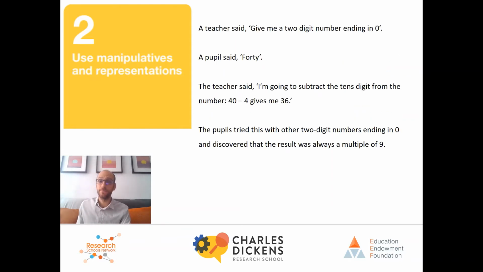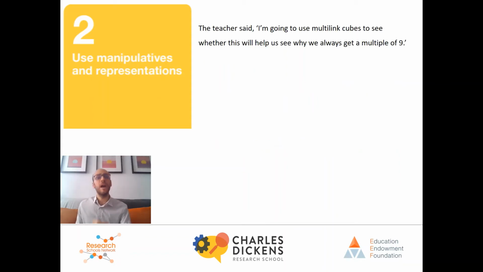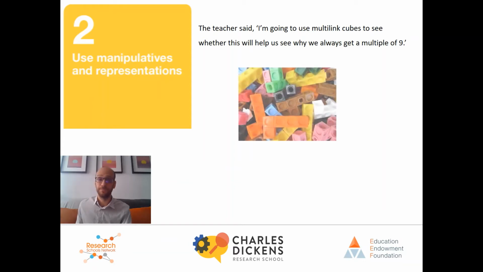A teacher said, "Give me a two-digit number ending in 0." A pupil said, "40." The teacher said, "I'm going to subtract the tens digit from the number. 40 subtract 4 gives me 36." The pupils tried this with other two-digit numbers ending in 0 and discovered the result was always a multiple of 9. The teacher said, "I'm going to use multilink cubes to see whether this will help us see why we always get a multiple of 9."